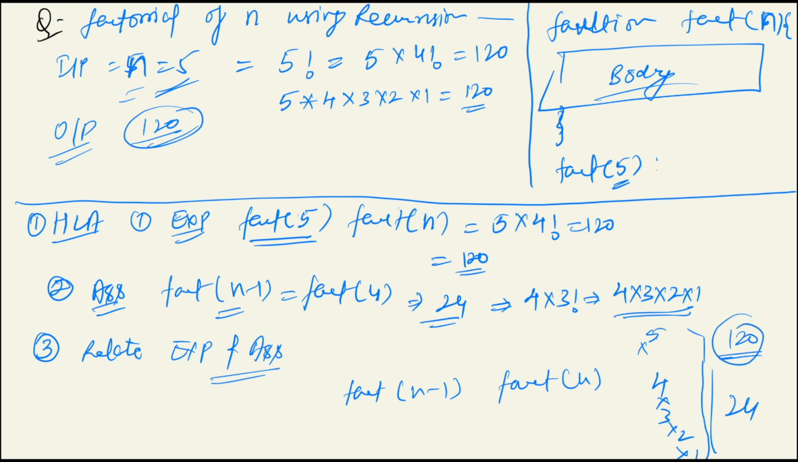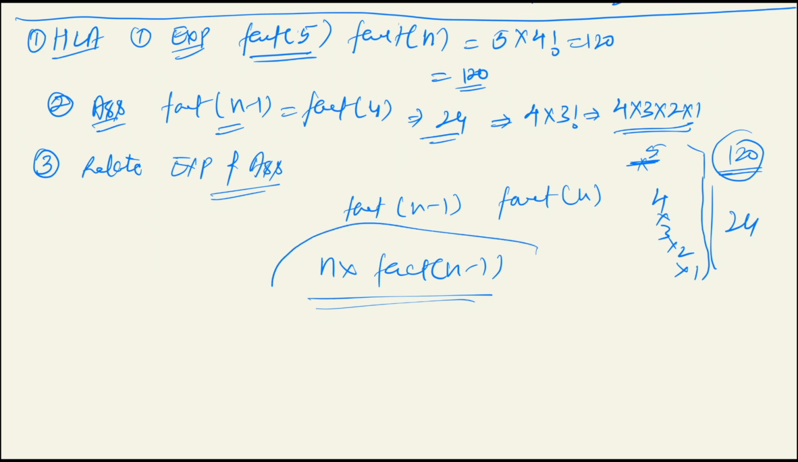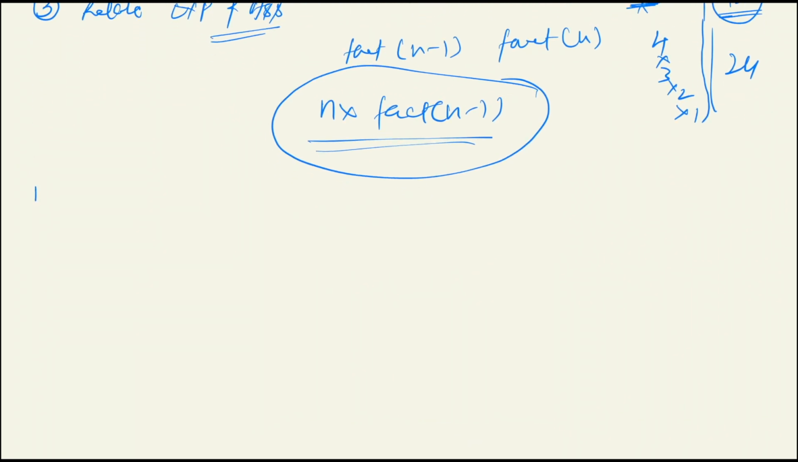So if we standardize it, here 5 is n. So n into factorial of n minus 1, right? This is our solution. We will consider this statement and implement our code. Now we will look at the low level approach. Inside the low level approach, the first step is the coding implementation.